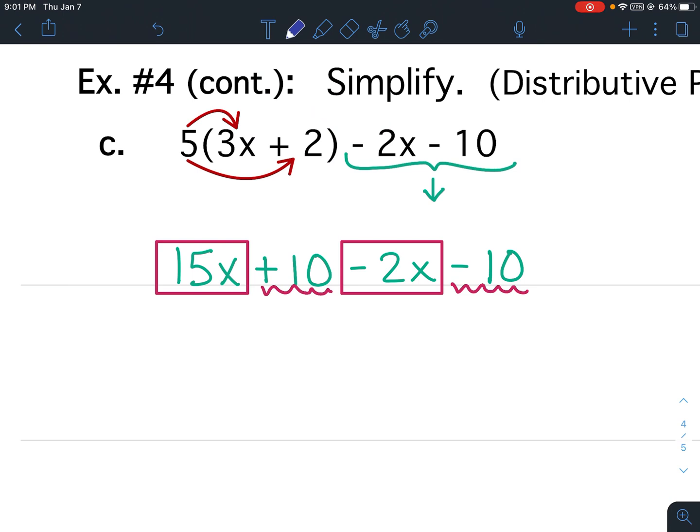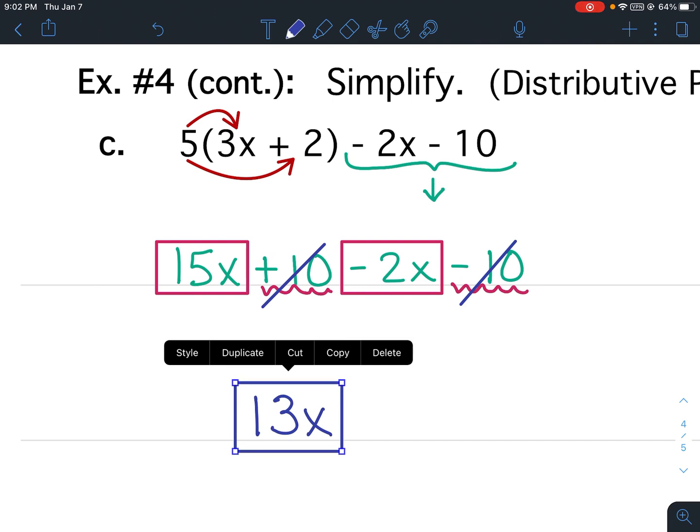All right, start with my variables. So 15x minus 2x, that would be 13x. And I have a positive 10 and a negative 10. Well, 10 minus 10 is 0. In other words, my constant terms cancel out. So I'm just going to put lines through them like that. And my final answer for example 4C is just 13x.